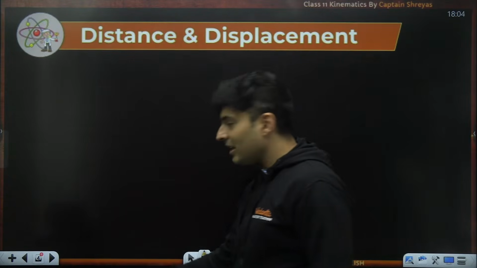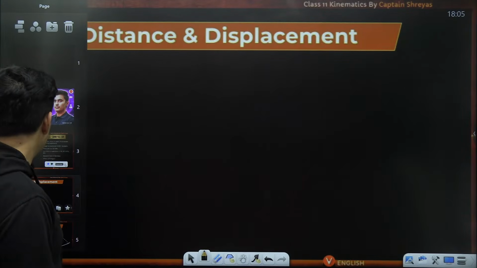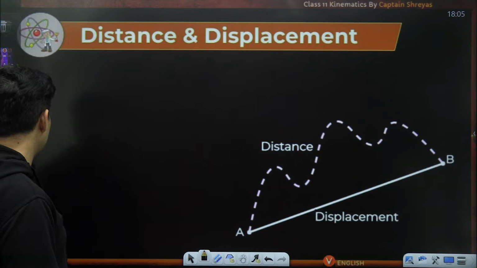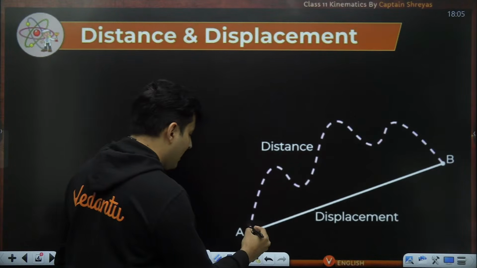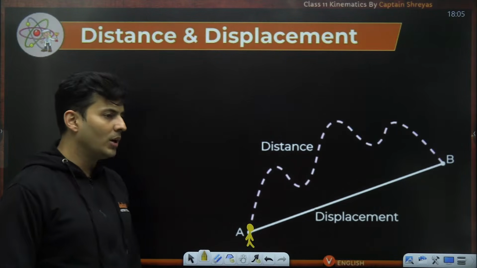And let's start with something called distance and then displacement. All right? Ready with this, my dear warriors? Now, to give you a simple example of distance versus displacement, imagine we have a Pandu. Pandu is some random dude out here.